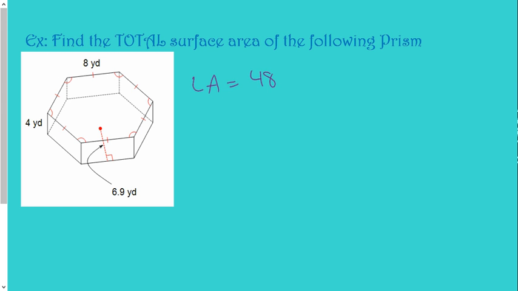So 48 times our height, so base to base is 4. So 48 times 4 is 192 yards squared. So that's our lateral area. That's the distance all the way around. So it's all these little rectangles added together.